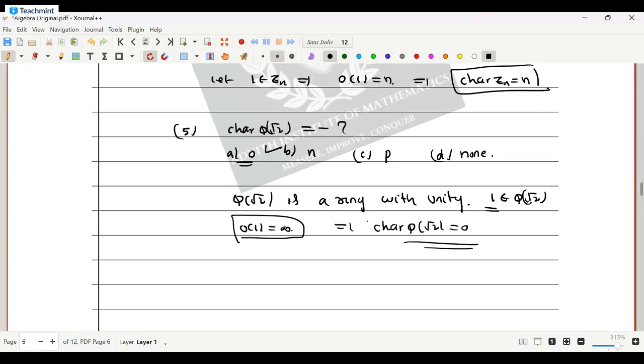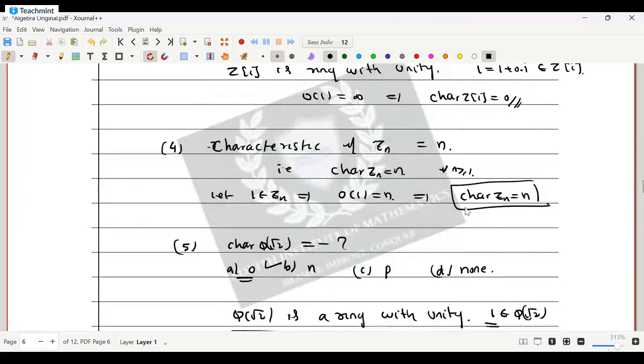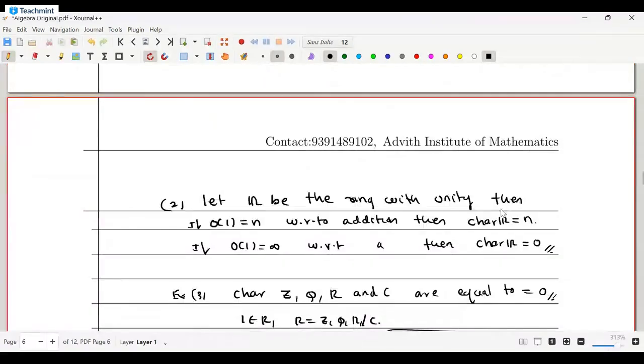Sir, should we check the order of 1 with respect to addition? Yes, with respect to addition. I wrote that already: let R be a ring with unity, the order of 1 is equal to n with respect to addition. So if this is a ring with unity, we decide its characteristic based on this 1.